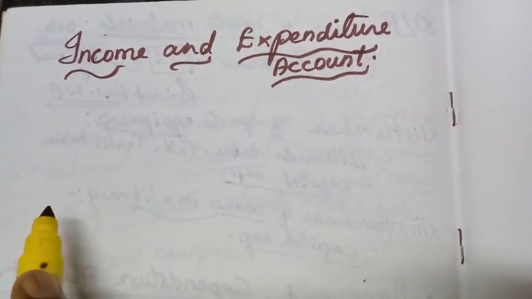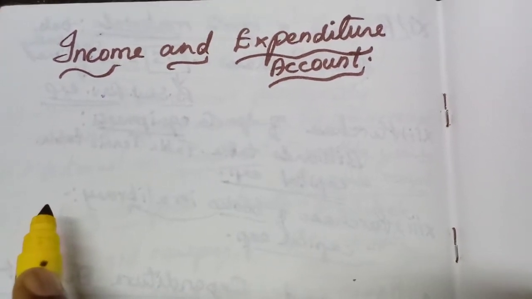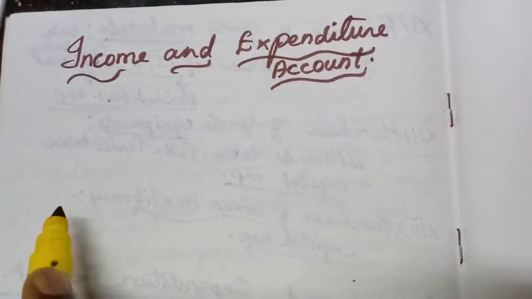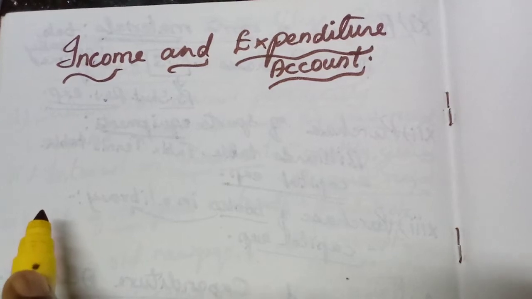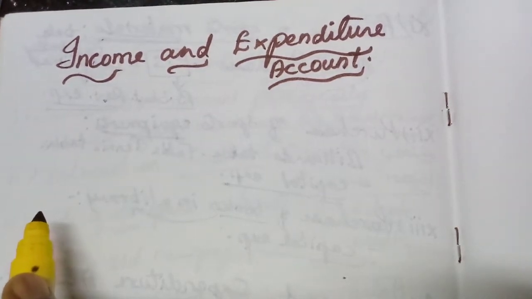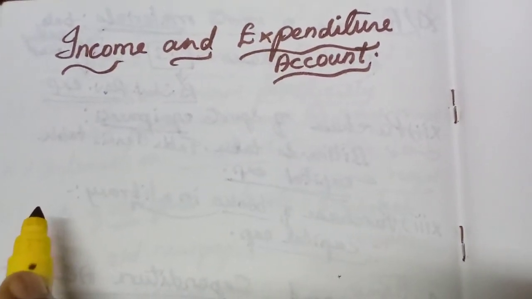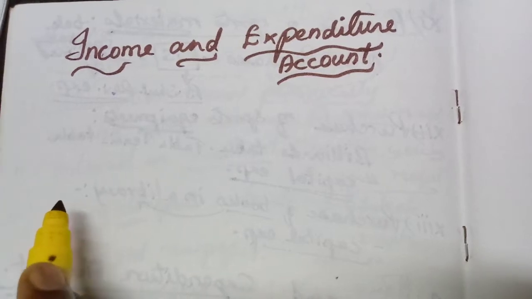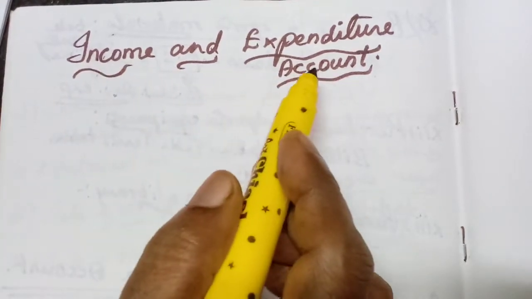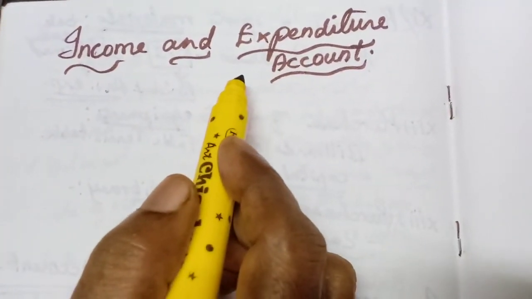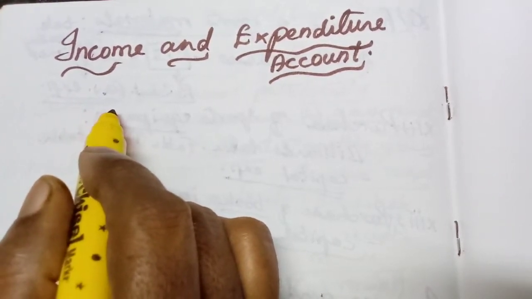Here, only one thing you have to remember: non-cash items, for example depreciation and outstanding expenses, will not be entered in the receipts and payments account. All other actual cash receipts and actual cash payments will be entered in the receipts and payments account. But in this income and expenditure account, we have to consider the nature of the expense and receipt.